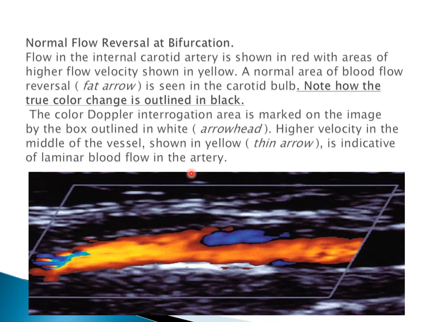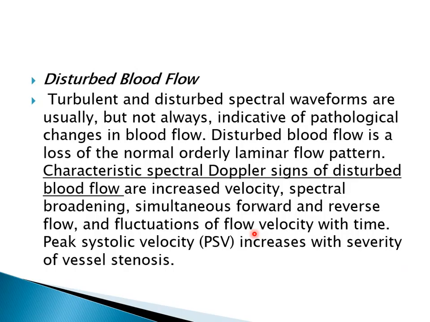And normally sometimes you have flow reversal at areas of bifurcation. This is normal, not regarded as abnormal flow. Usually the areas of flow reversal are surrounded by a black border, where the color change is outlined in black. We will explain more about this later with another photo.